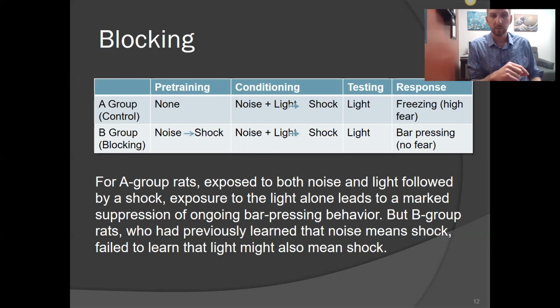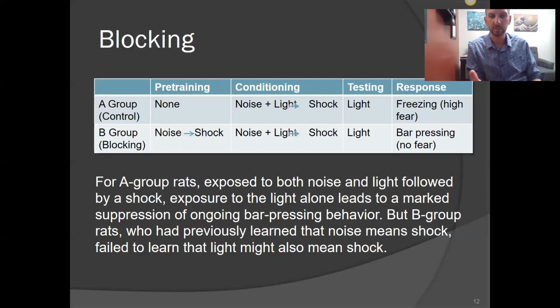But the other group, in that other group, there was an initial conditioning phase where they had a noise and a shock, but there was no light involved. But then they were also conditioned with noise and a light, and that led to shock. So for this one, it was interesting because in that condition, when they showed the light alone, there was no fear. They would just go on as if nothing is occurring. All right, so the idea here is the light got blocked.